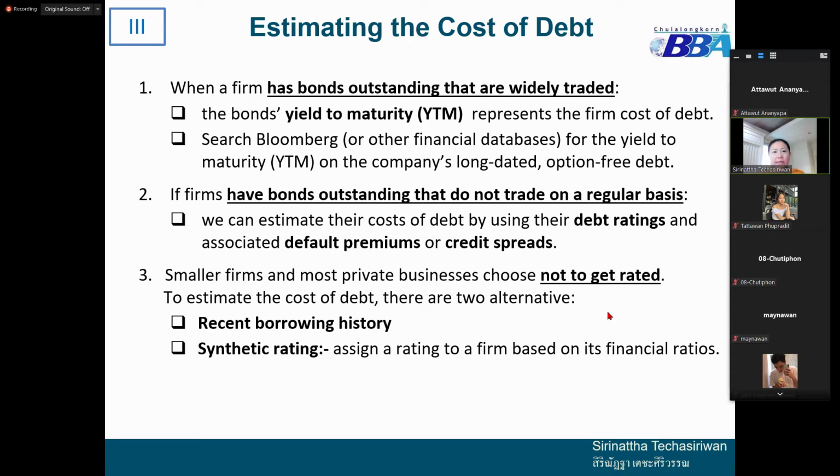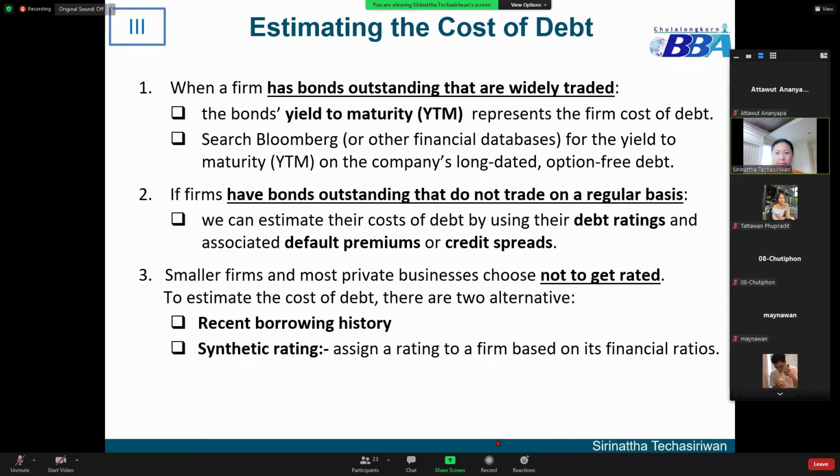So what is the yield to maturity? What is the difference between yield to maturity and coupon rate? Does any student have knowledge of this and want to share with the class? What is the difference between yield to maturity and the coupon rate of the debentures?